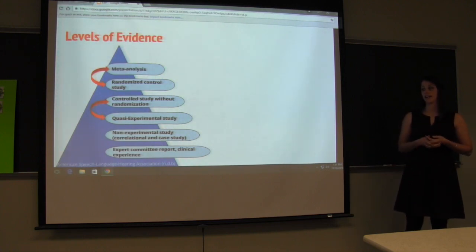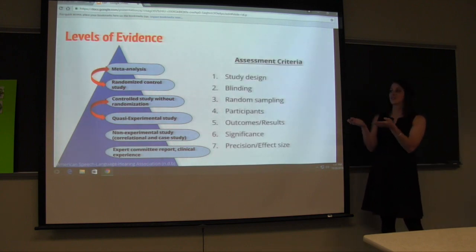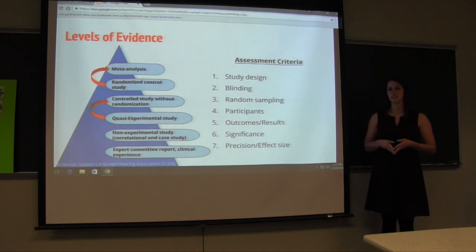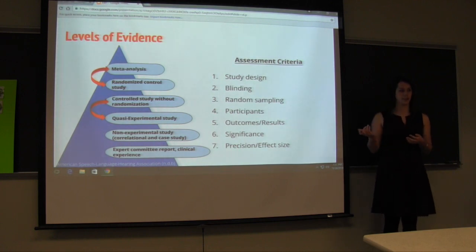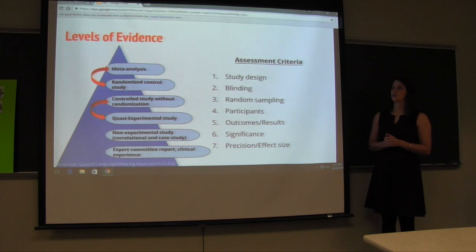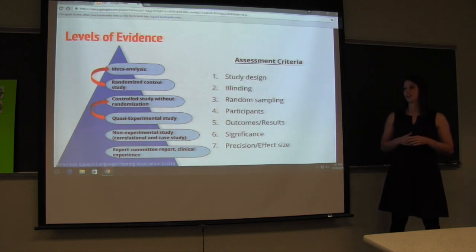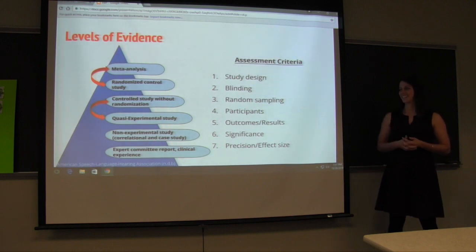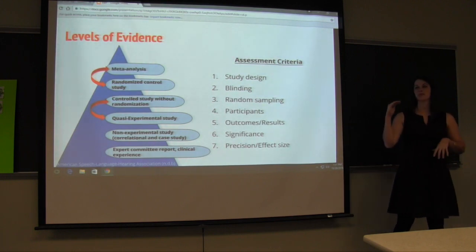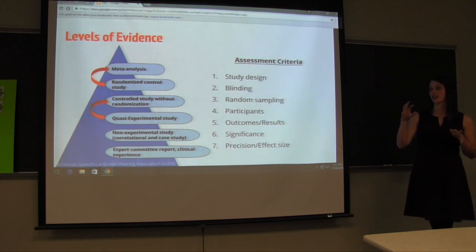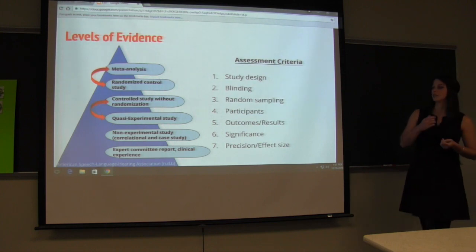So, after we looked through and determined what each of our studies were, we had to individually examine each study, and we did that using this assessment criteria. It's based on a point system, so for each study we examined whether they had each of these elements. If the study did have these elements, then they would get points for them. The highest number of points you could get was a 7. So the closer to 7 the study was, the higher the evidence.